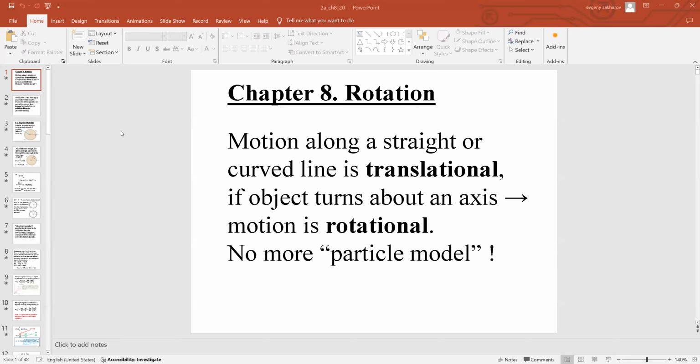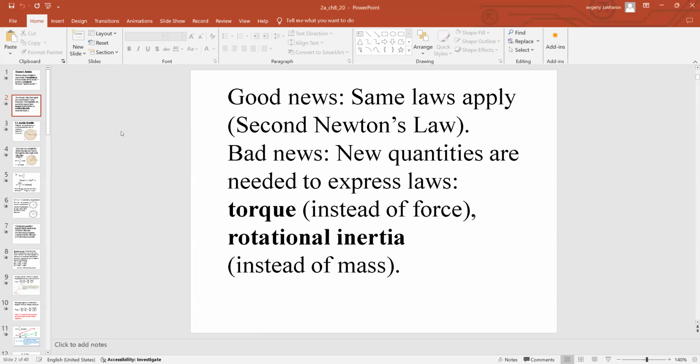So rotation, good news. Same laws apply, like Newton's second law or conservation principles, and it's going to be new quantities that we're going to call angular displacement, angular velocity, angular acceleration versus linear quantities that we used previously for the previous 7 chapters.